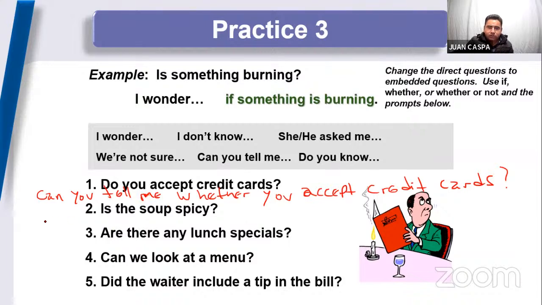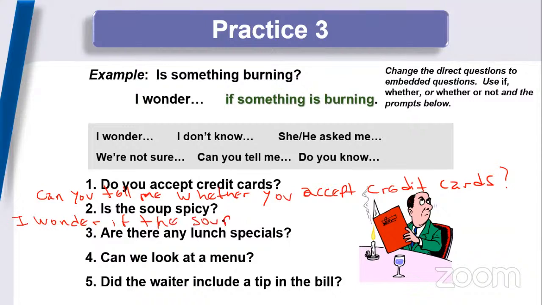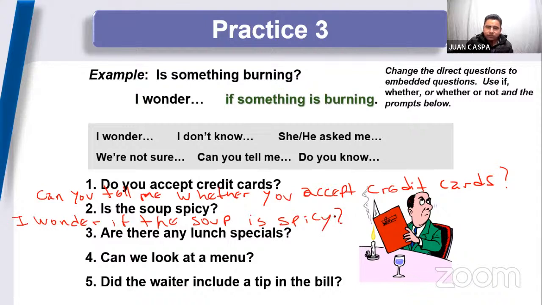How about number two? Who wants to do number two? I wonder if the soup is spicy. Yes. Do you like spicy food, Roger? No, I don't like it. Okay. When you go to Sucre, they eat spicy food, right? Even the soup, everything. Okay.